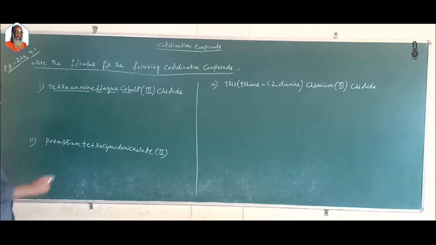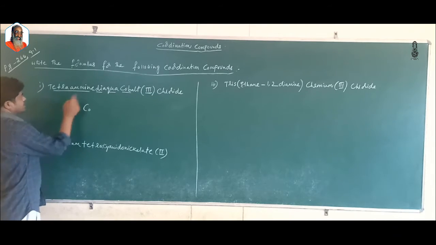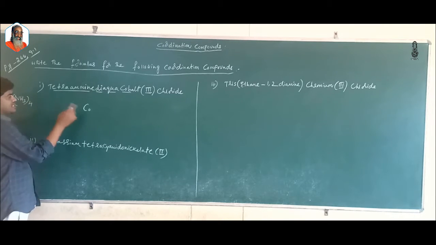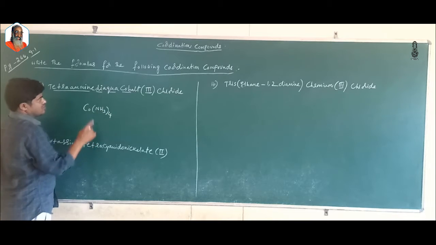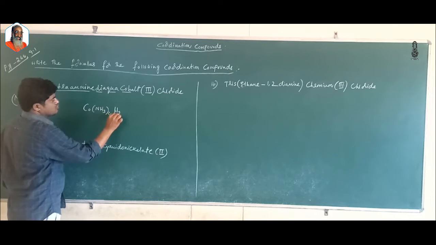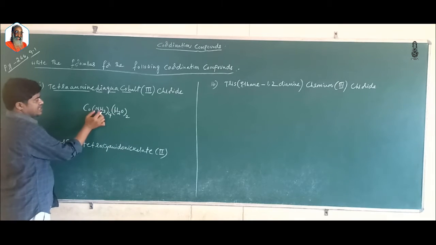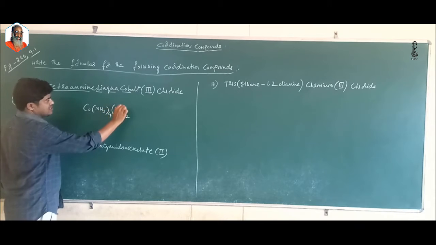First write the central atom, cobalt. Tetraammine: there are 4 ammonia ligands. Diaqua: there are 2 water ligands. As they are polyatomic, you have to enclose them in parentheses.